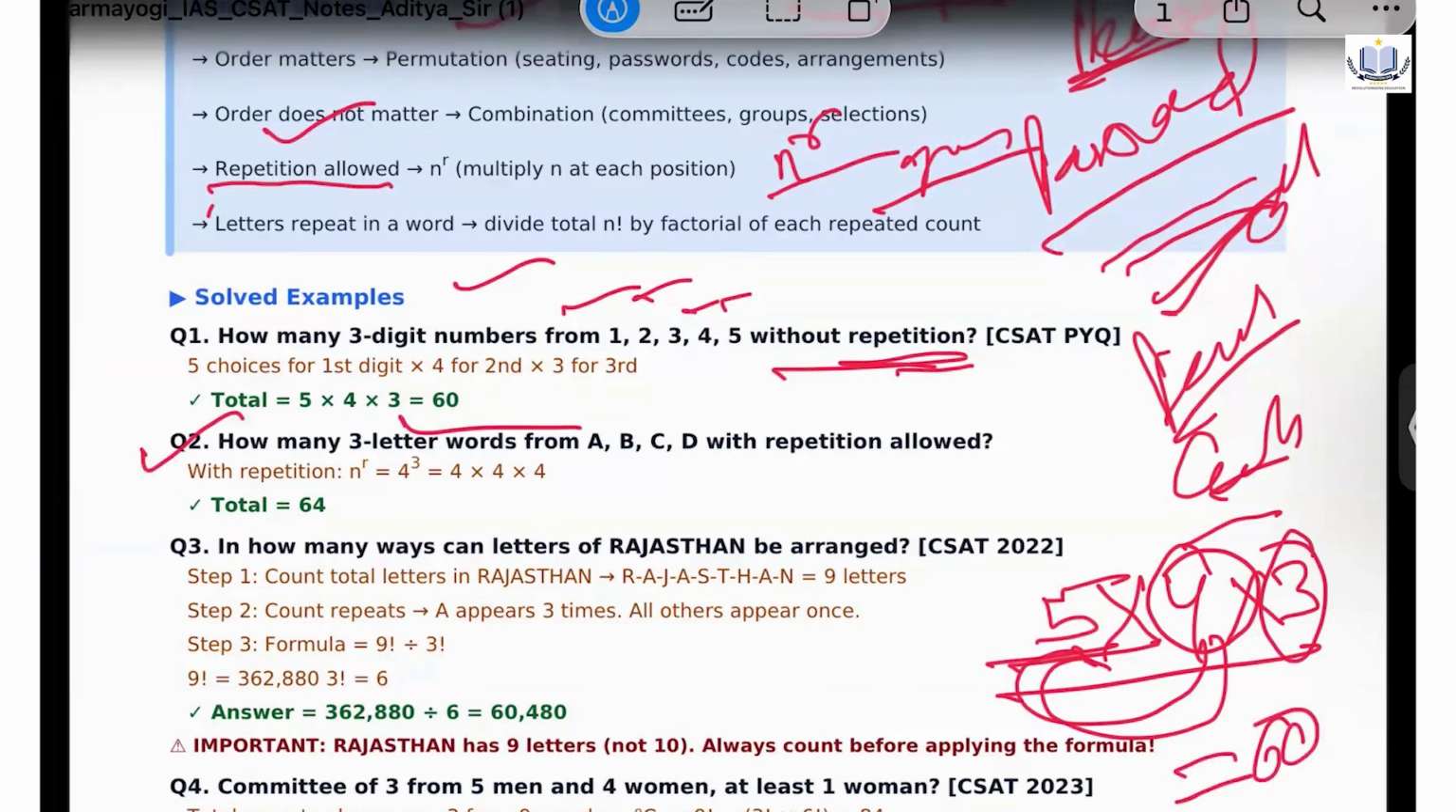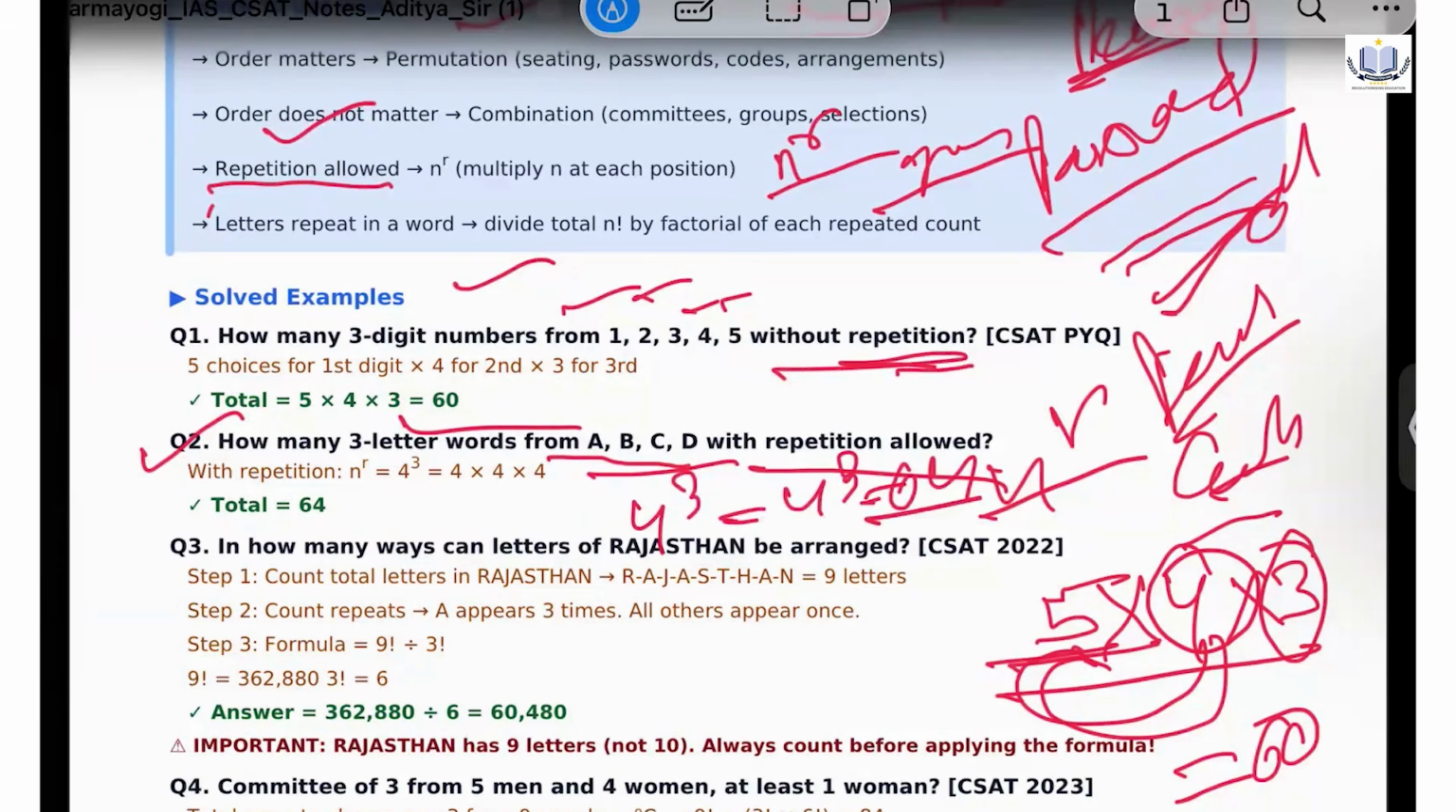Then let's see question number 2. How many 3-letter words from A, B, C, D with repetition allowed? When repetition is allowed, simply n to the power r. Now here how many letters do we have? 4. How many letter words we have to make? 3. So 4 cube, that is 64. One advice from my side is that learn the square of at least 1 to 15. It will help a lot. And cube of 1 to 10. It helps. It will shorten your time taken.